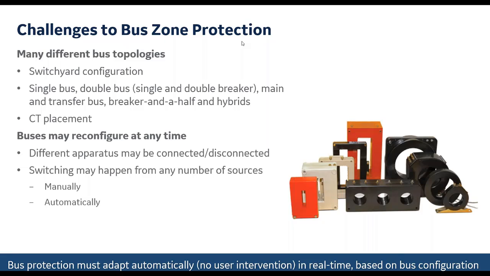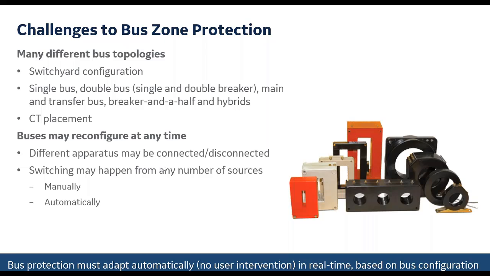There are many different bus topologies. We're going to go through some of the most typical ones today. We'll go through some of the CT placements for those bus topologies. And one thing we're also going to talk about is bus reconfiguration, in that there are different apparatus, specifically breakers and sources and feeders and transformers, that will be connected to different parts of the bus at different operating times. And we need to deal with those reconfiguration issues when we're talking about bus protection.